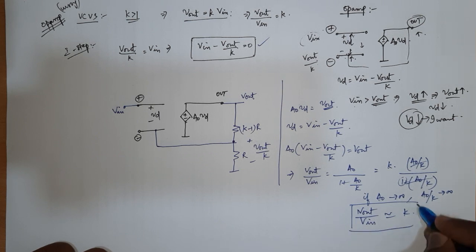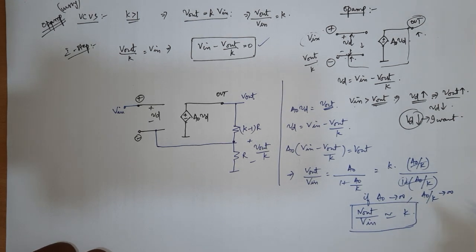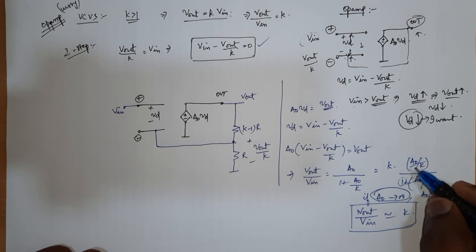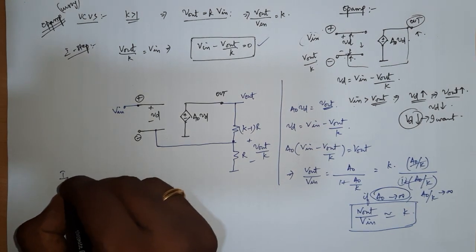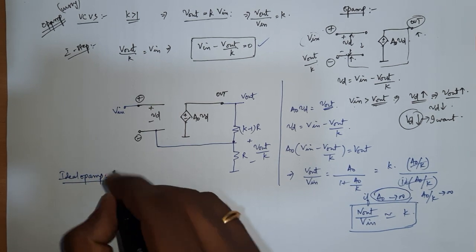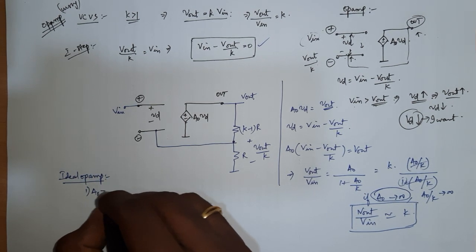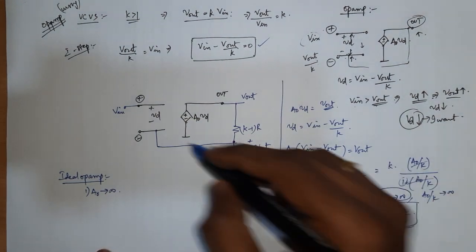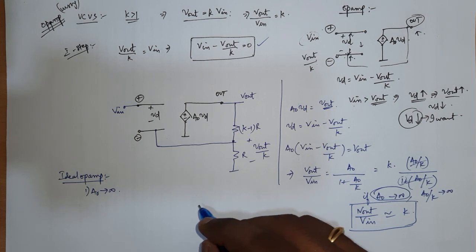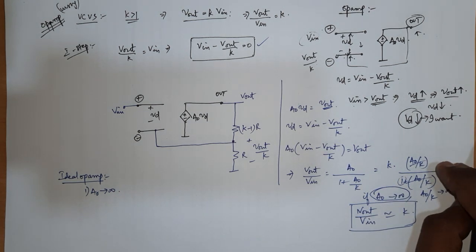This is what I want. Okay, and this concept of having A0 tending to infinity is called an ideal op amp. So if you take an ideal op amp, the first thing is you have A0 tending to infinity. The gain A0 is the gain of the voltage controlled voltage source, right? And the gain tending to infinity, in reality it will not be infinity, but it will be very, very large, that you can safely assume it to be infinity.